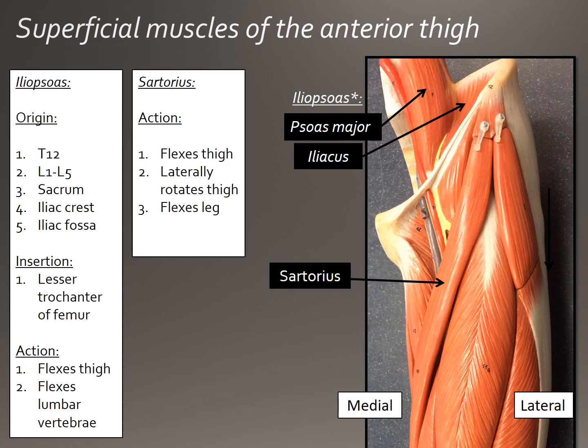The other muscle that we're going to talk about here is the sartorius, and the action for this muscle is to flex the thigh, laterally rotate the thigh, and flex the leg. And the sartorius is a unique muscle in the human body because it is the longest muscle that we have in the human body.